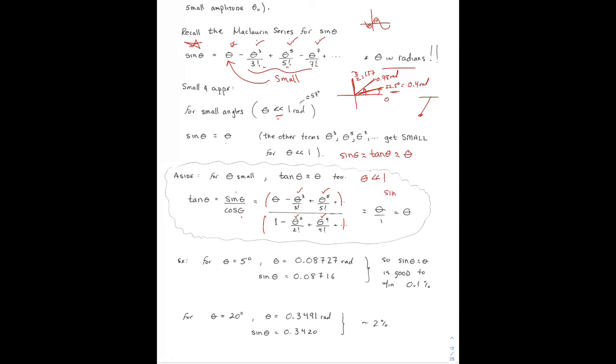Now again, gotta be careful. This doesn't say that sine of 5 degrees is approximately equal to 5. No. Remember, theta has to be in radians.